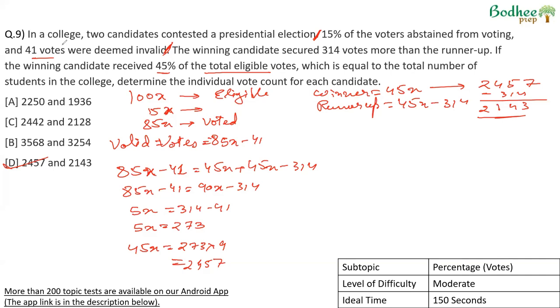Basic percentage question based on votes. Again, you would have seen questions like this while practicing, and therefore I'm saying even the moderate question could be looked at. Solving time might go up to about 2.5 minutes for this question.